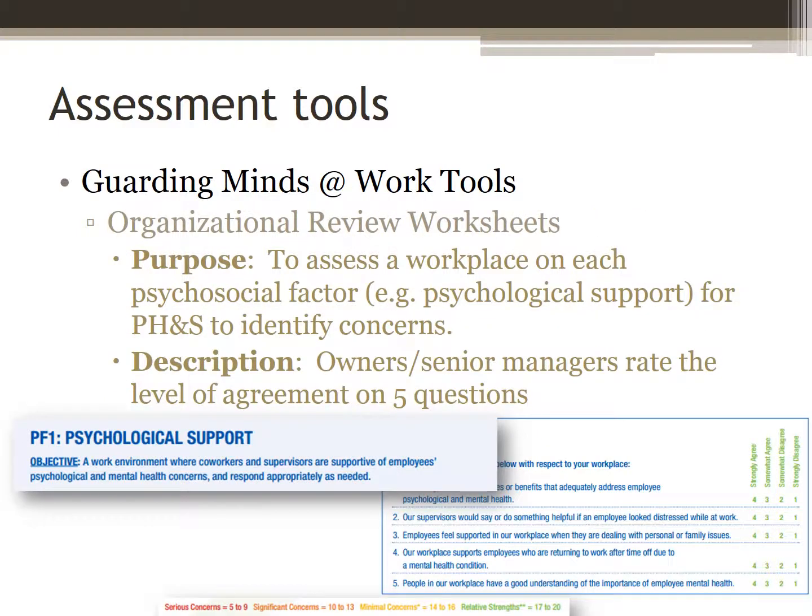The Guarding Minds at Work organizational review worksheets are completed by the heads of organizations or units and serve to identify concerns in a workplace with each of 13 psychosocial risk factors. As seen in the example below, 5 questions are rated based on level of agreement. Based on the sum of the scores, the psychosocial factor in question will either be a serious concern, a significant one, a minimal one, or a relative strength. These worksheets also provide a list of benefits to an organization if that psychosocial factor is being met, as well as links to appropriate responses if a concern is identified.